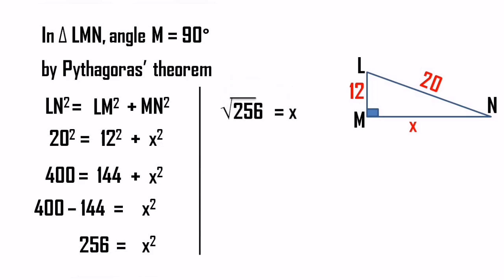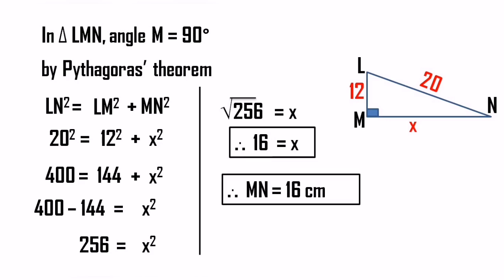So over here, under root 256 equal to x, and again, if you know the square roots and squares from 1 to 25, you can easily find that 256 is the square of 16, right? So my value of x will be 16 and final answer will be MN equal to 16 centimeter.